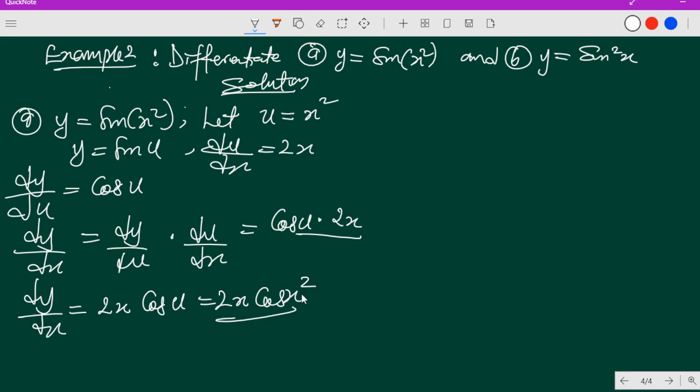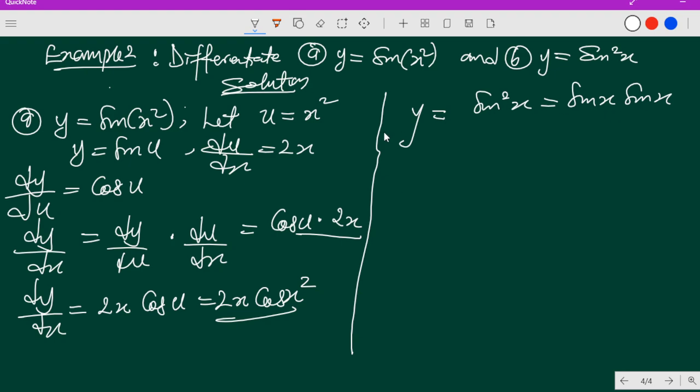So now, in the second one, y is equal to sine squared x. We have to go back to some rules in math. Sine squared x can be written as sine x times sine x. Therefore, y can be (sine x) all squared, so it will be easy for us to apply. Let u be equal to sine x, and y is equal to u squared.